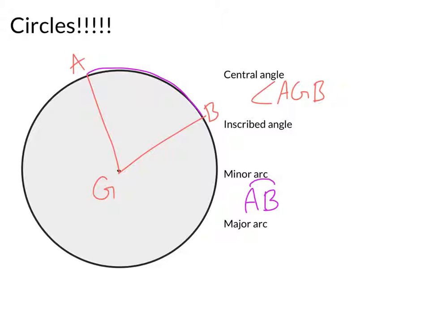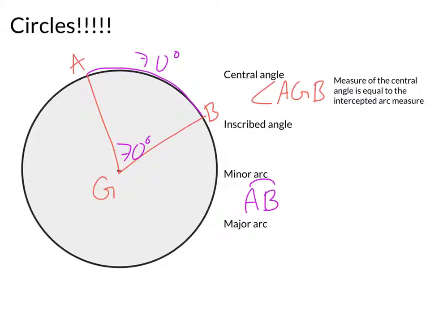The measure of the central angle is equal to the intercepted arc measure, and vice versa. So if I knew what the intercepted arc measure was, then I know the central angle measure. For example, if I knew that the arc was 70 degrees, then my angle would be 70 degrees. If I knew the angle was 70 degrees, then I know the arc is 70 degrees. Awesome. So that is what we're looking at for central angle as well as minor arc.